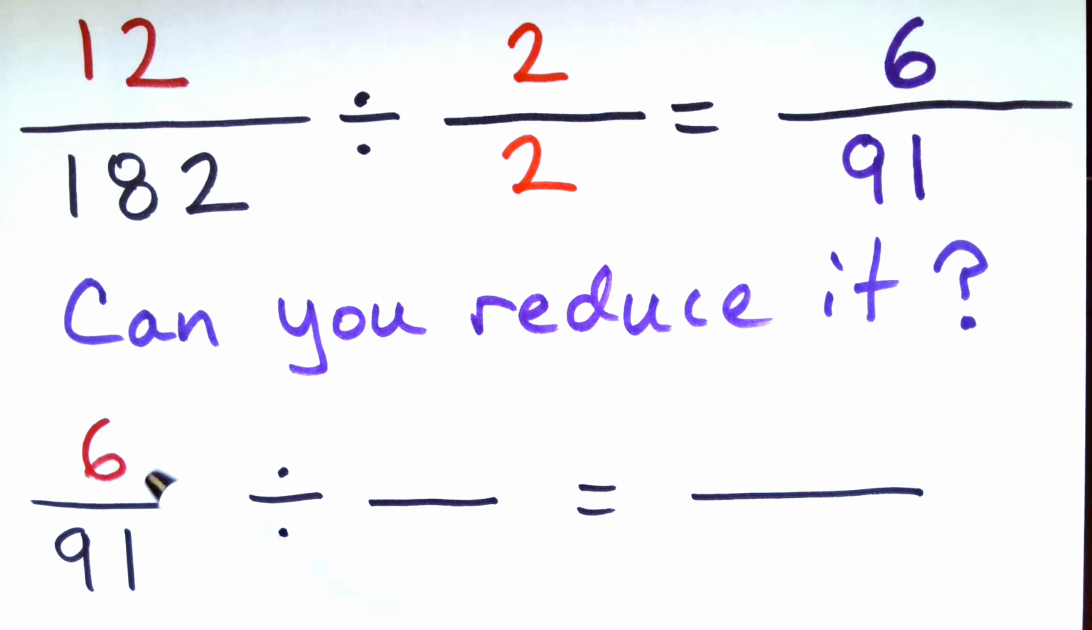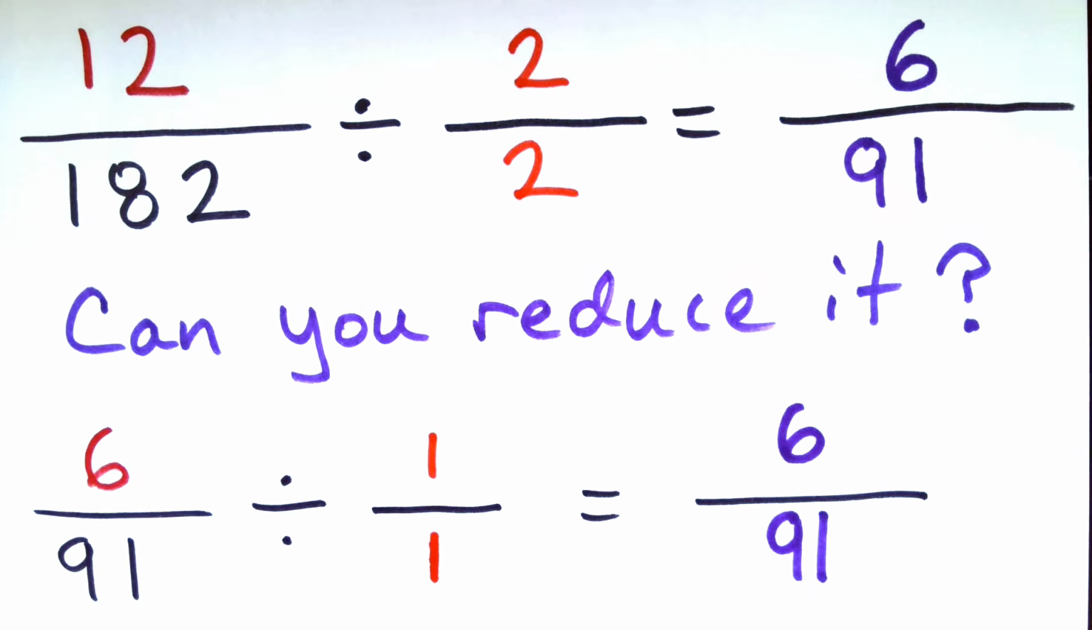Let's see. I've got an even number on top. I've got an odd number on bottom. Well, what do you think? No, you can't. Only 1 will be divided evenly into top and bottom of this fraction, 6 over 91. 1 times 6 is 6, and 1 times 91 is 91. This is what you got, 6 over 91.